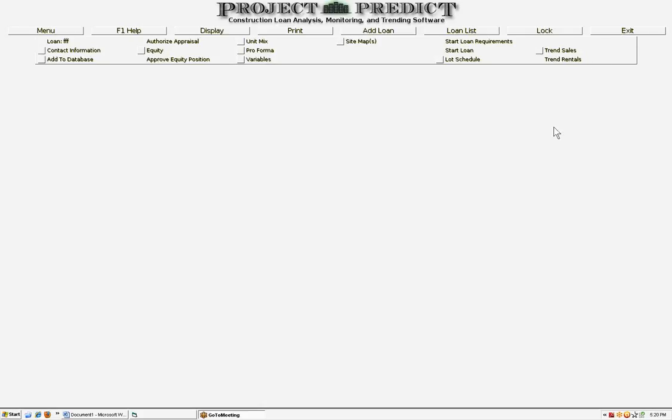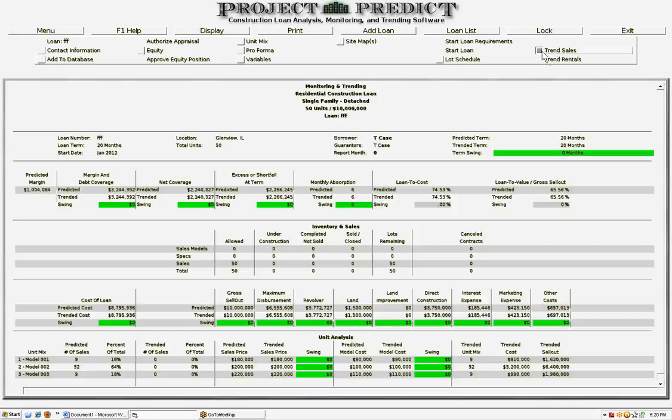This is Project Predict. This is the trend screen, which is a recap of a project: 50 homes, sell out of $10 million. This gives you every detail that you need to have to determine what the trend of your development is. There are over 100 values on this screen. We break them out into predicted, trended, and swing.